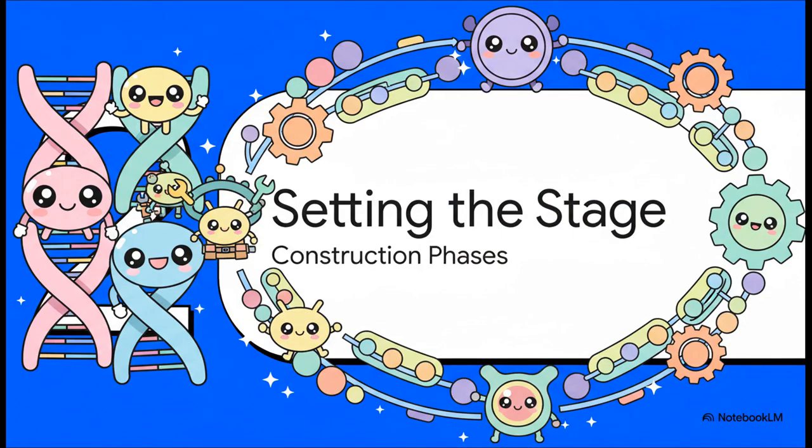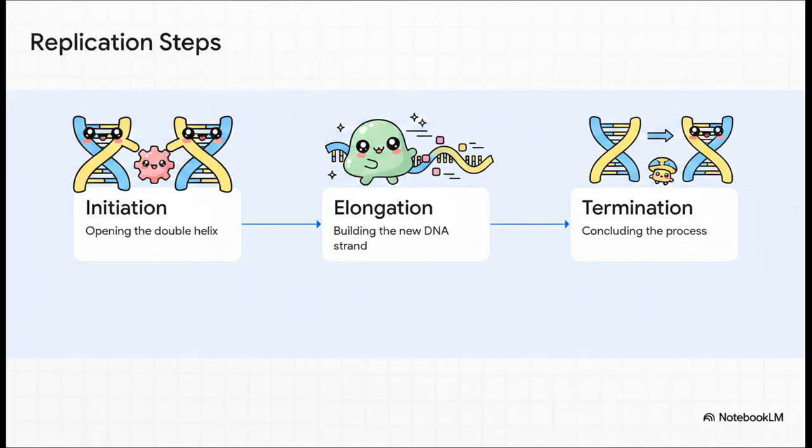Section 2. Setting the stage. The construction phases. What's really fascinating here is that the entire replication process doesn't just happen in some chaotic scramble. It's highly coordinated into 3 distinct sequential phases. First is initiation, where that tight double helix is basically unzipped and opened up. Second is elongation, which is the rapid, high-speed construction of the new DNA strands. And finally, termination, where everything wraps up and the cell properly closes up shop.